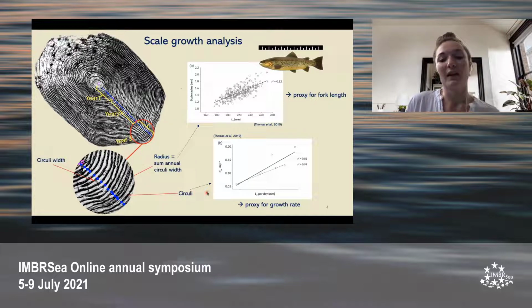Circuli count, however, as you can see in the study on marine growth in Atlantic salmon, is in a relationship with length increments per day. What you can see here is the circuli formation rate per day, and it's in a positive linear relationship with length increment per day. So there is an increase in size over a certain amount of time, which qualifies it as a proxy for growth rate.